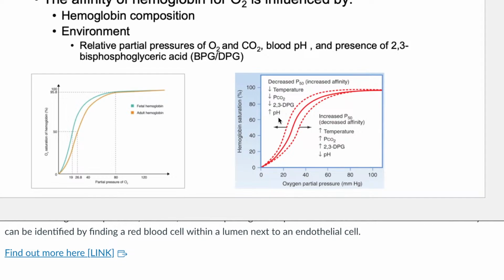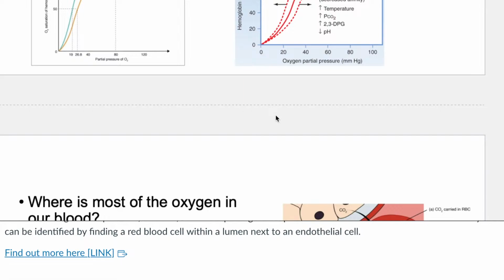So things that increase affinity are higher pH, less 2,3-DPG, less CO2, and lower temperatures. Things that decrease affinity are higher temperatures, which is interesting because I can almost feel that. I feel like I can breathe so much better when it's colder here. So it's kind of funny.